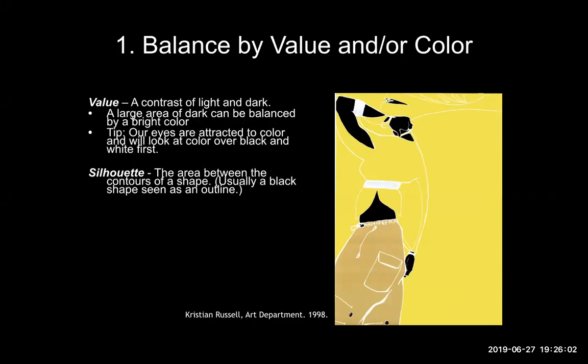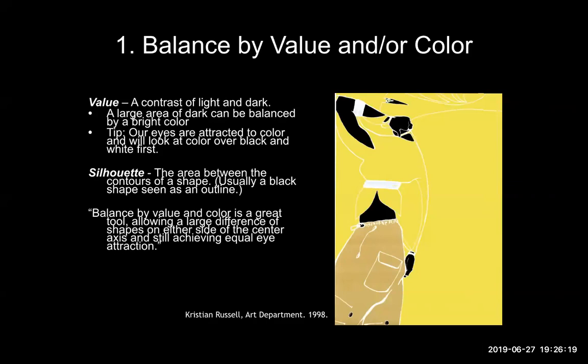You can also utilize the areas between contours of a shape, like a silhouette. And here the silhouette is white, but normally, we're more accustomed to seeing black silhouettes. If you use value and color as a balance tool, it gives you a lot of flexibility. It allows a large difference of shapes on either side of the center axis, and it still allows you to achieve equal eye attraction.